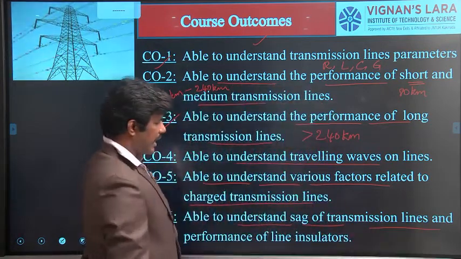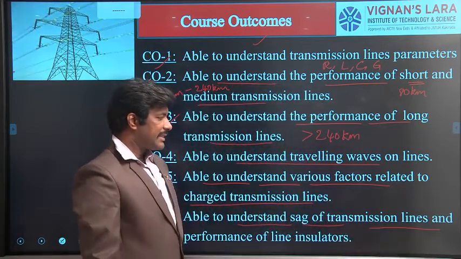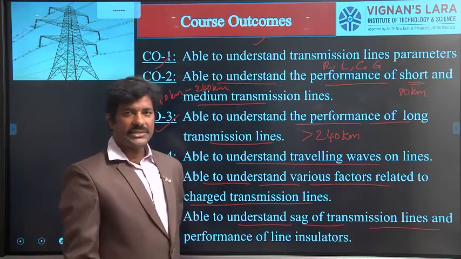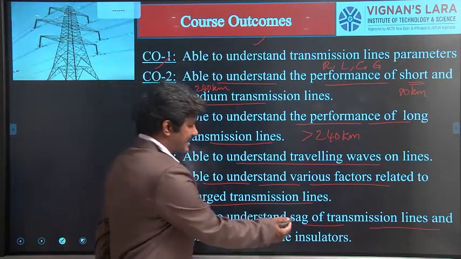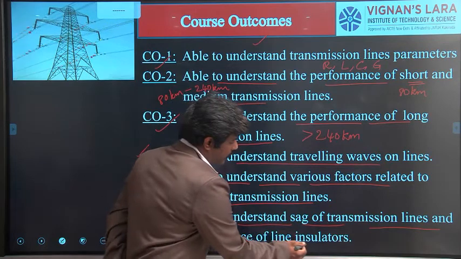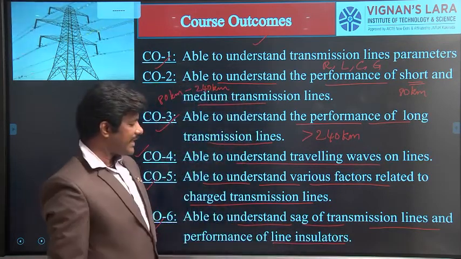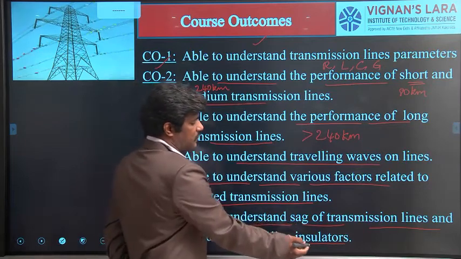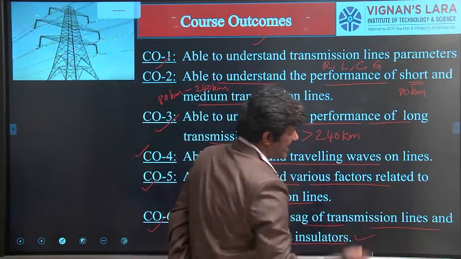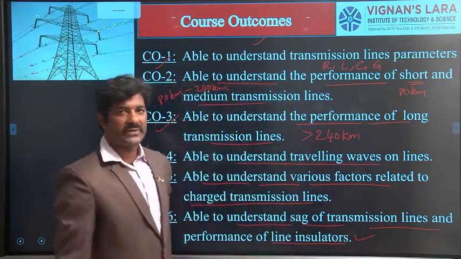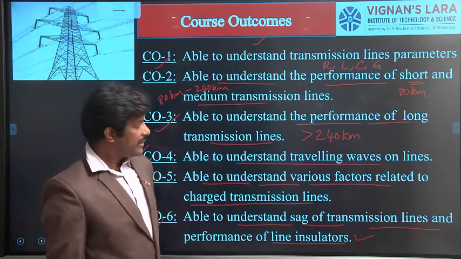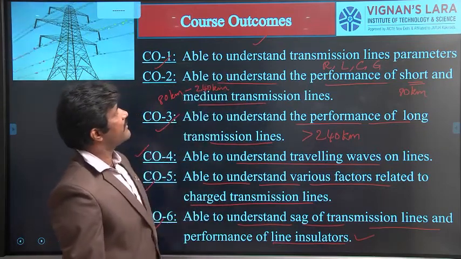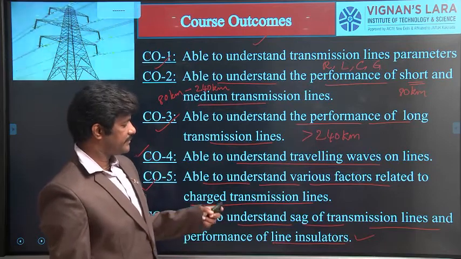So we'll be able to understand the mechanical design of the transmission line by providing how much sag, and also finally we'll know the interior design of the insulators. The purpose of the insulators, as all of us know, is to isolate the line conductor with respect to the tower structure. These are the total 6 outcomes from the 6 units.